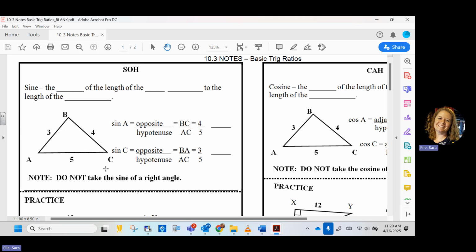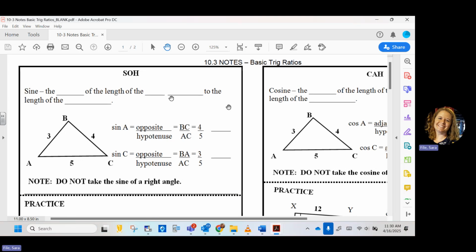But Pythagorean theorem only helps you find a missing side of a right triangle if you know the other two sides. With trig, we can find the missing side if we only know one side and an angle, or we can find missing angles if we know two sides. So you're able to find more parts of your right triangle with trig than with Pythagorean theorem alone. So we're going to start here on the left side.